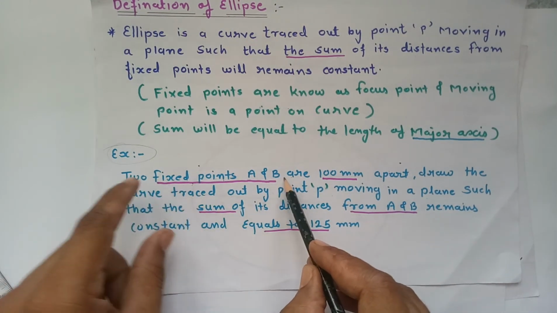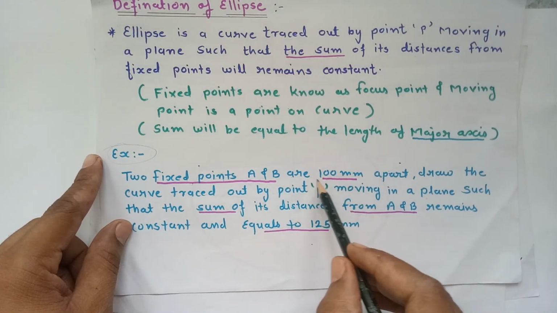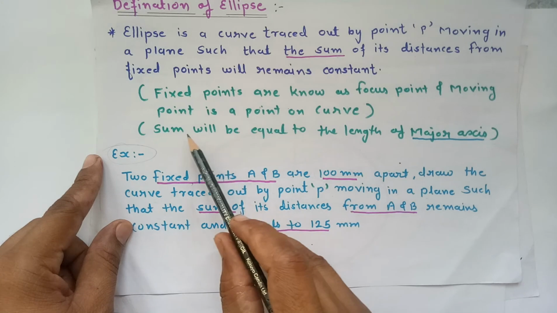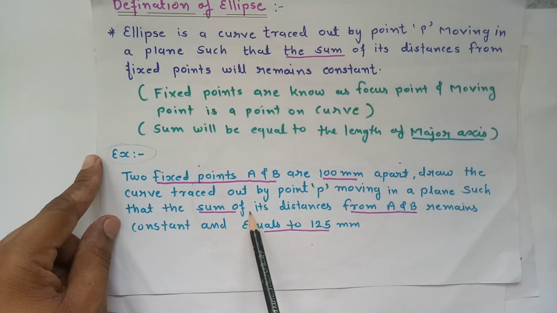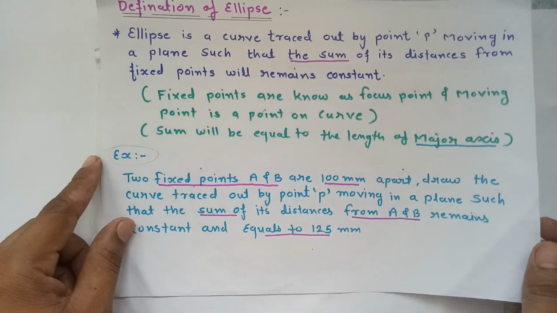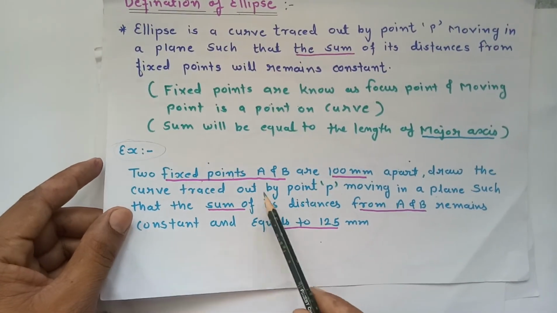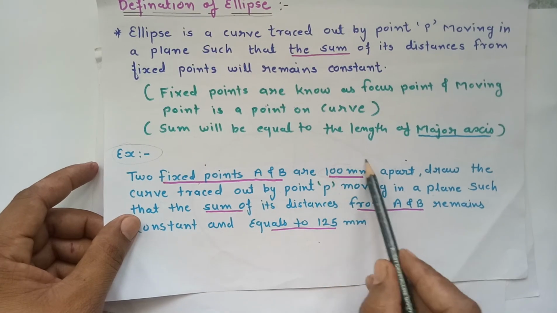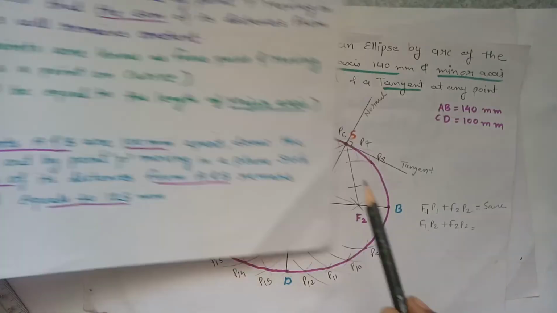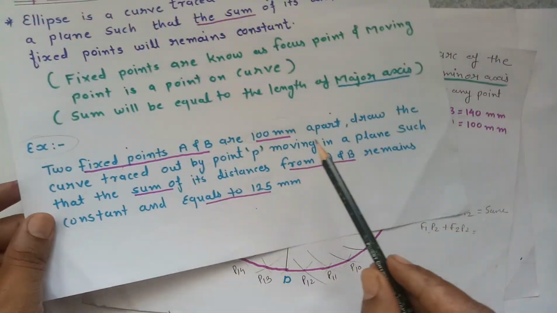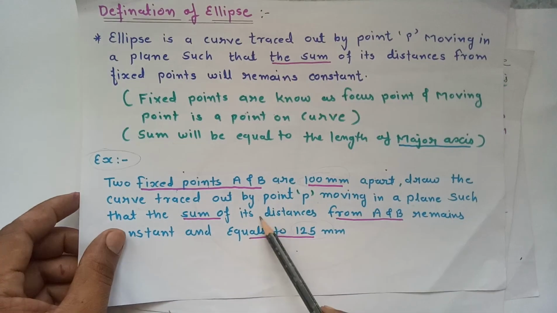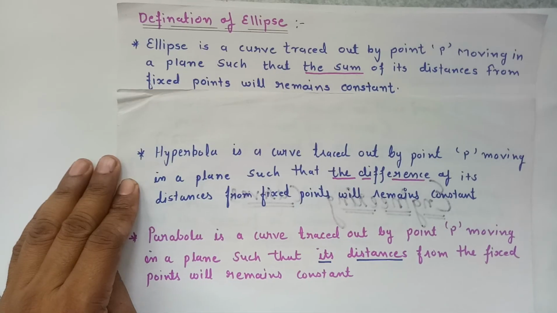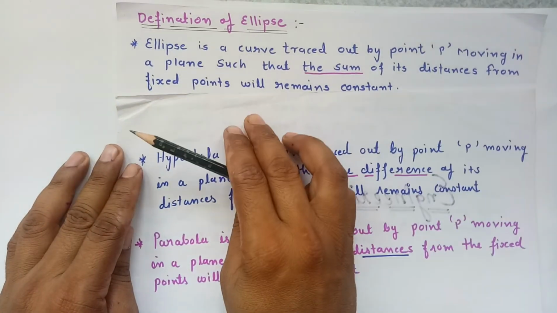So fixed points are focus points. The distance between F1 and F2 is 100 mm, and the summation will be equal to the length of the major axis. So here the summation is given. The sum of its distances from A and B remains constant and equal to 125 mm. So you have to practice this sum by taking these two dimensions. 125 mm is the major axis and 100 mm is the focal length. So do this sum in practice. So this will be the definition of the ellipse.